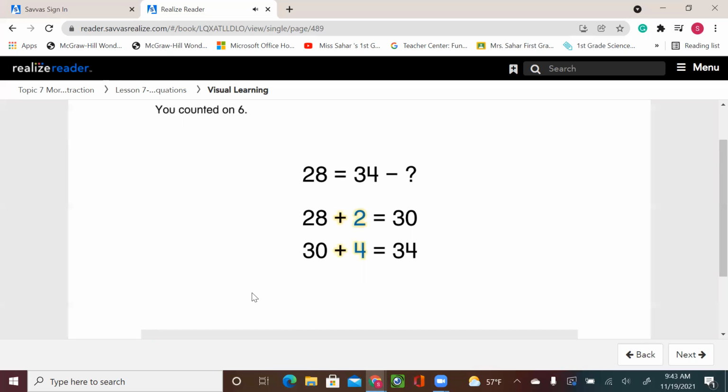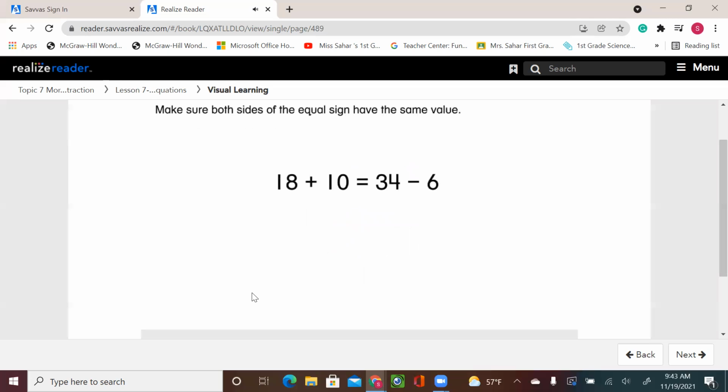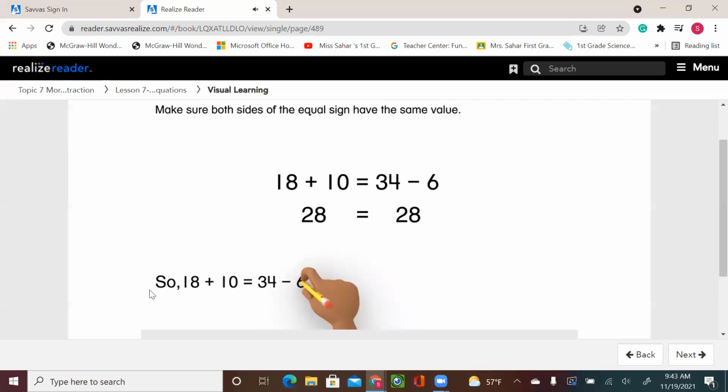You counted on 6. The missing number is 6. Make sure both sides of the equal sign have the same value. 18 plus 10 equals 28. 34 minus 6 equals 28. So 18 plus 10 equals 34 minus 6.